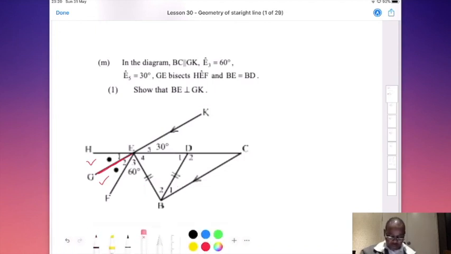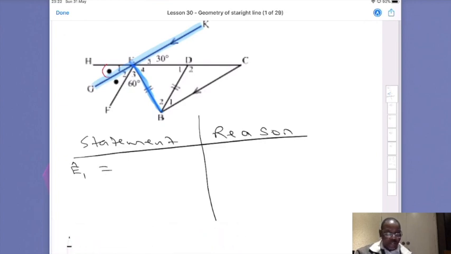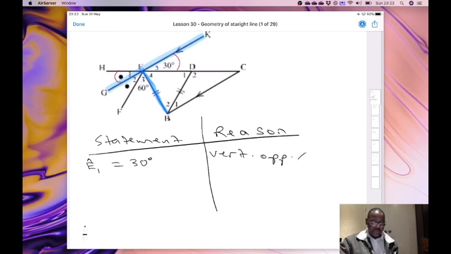The best thing you need to do here, guys, will be for you to just highlight the lines that you are talking about, because there's so many lines here. Line BE is this line here. So I'm just going to highlight that line, that is line BE there, and line GK. Angle E1 is equal to 30 degrees. The reason is these are vertically opposite angles. So vertically opposite angles are equal, so that is the reason.